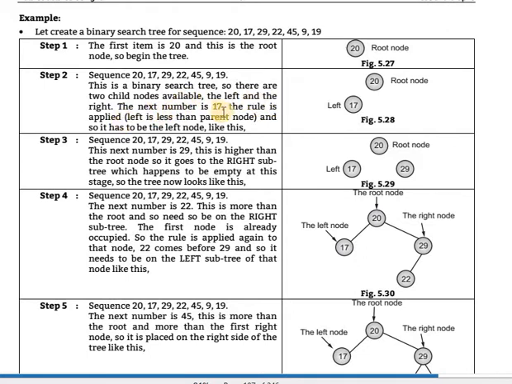The next number is 17. The rule is applied: left is less than the parent node, so it has to be the left node like this. 17 is less than 20, so it is created on the left side. The next number is 29. This is higher than the root, so it goes to the right subtree, which happens to be empty at this stage. So the tree now looks like this.